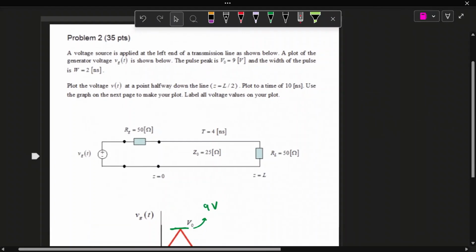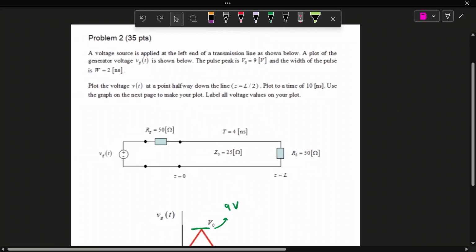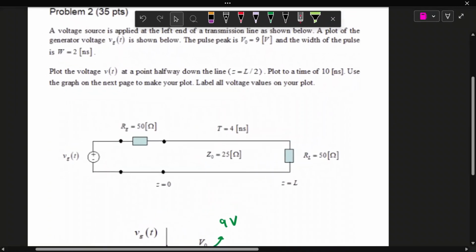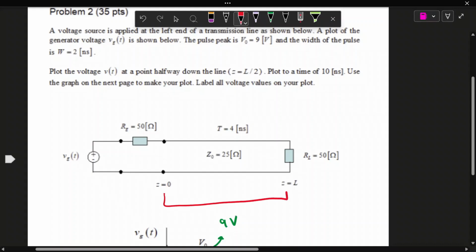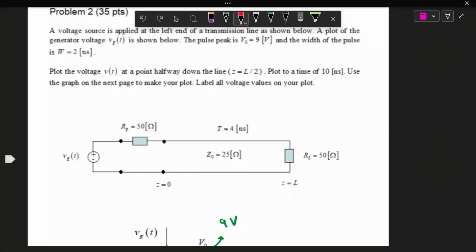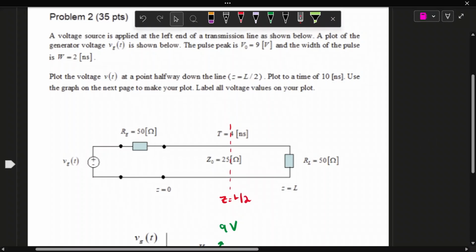All right, and then it says plot the voltage Vt at a point halfway down the line, Z is L over 2. Okay, let's look for that on our circuit. Well, this entire transmission line, from source to load, is Z equal to L. So Z equals L over 2 is something like right here. I hope y'all can see that here.